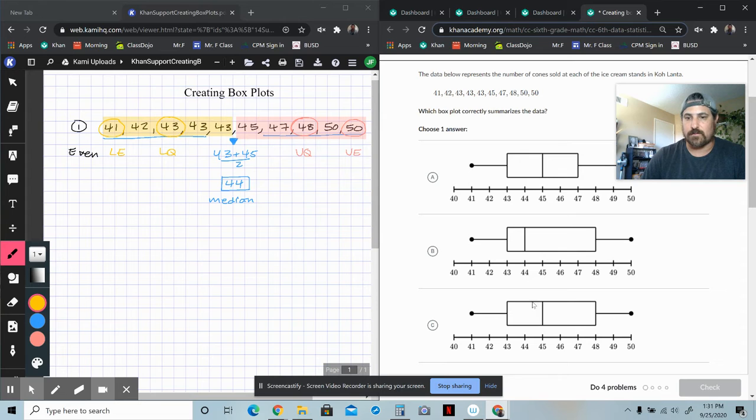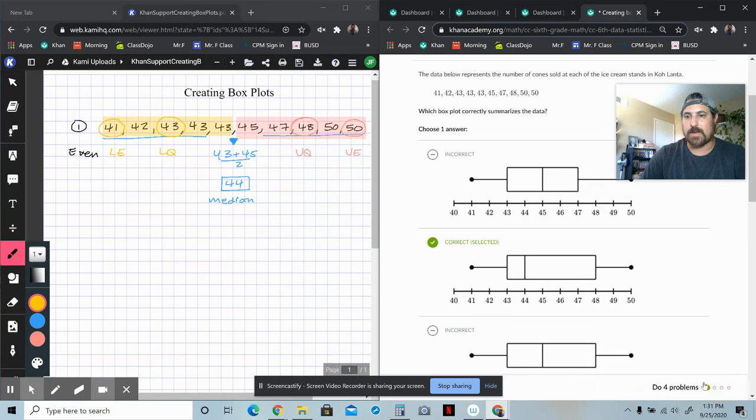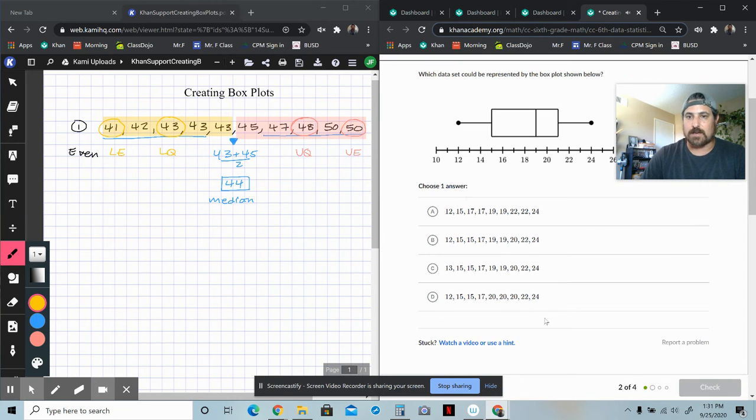So this one's at 44, and this one's not at 44. It's at 45. So that means that this must be the answer. I don't need to look at the rest of it. If I did, I would see the extreme is 41 and the other extreme is 50. But it's not necessary because there's only one possible answer once I've eliminated the other ones. And there you go. Bing! And let's go to the next one.